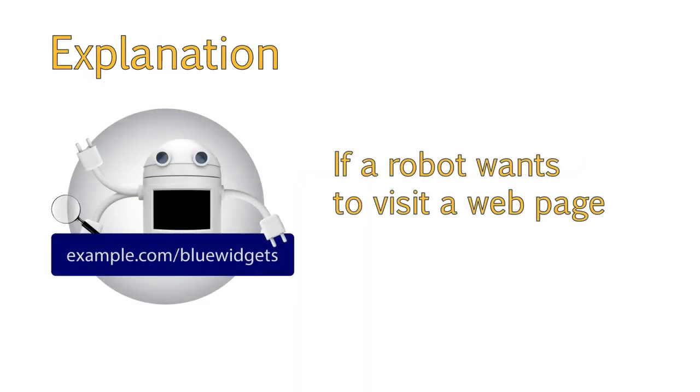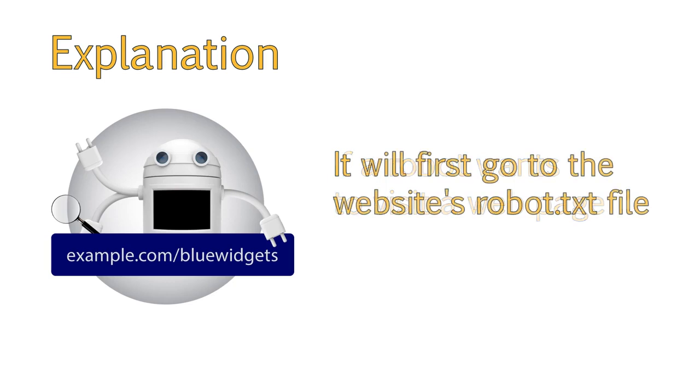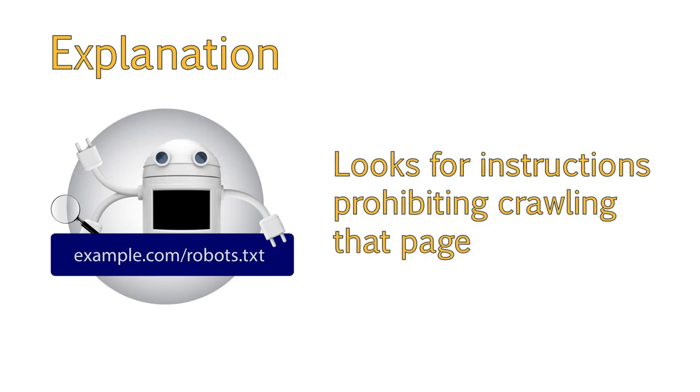If a robot wants to visit a page on a website, let's say example.com/blue widgets, the robot will first go to the website's robots.txt file. This file will be located at example.com/robots.txt. Search robots will then check to see if there are any instructions prohibiting it from crawling that page.